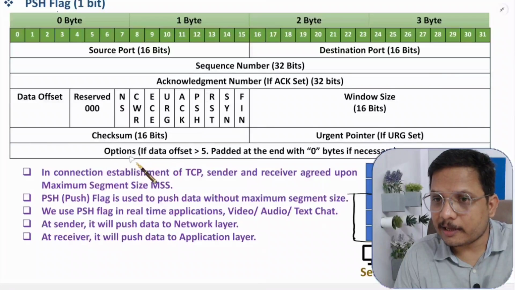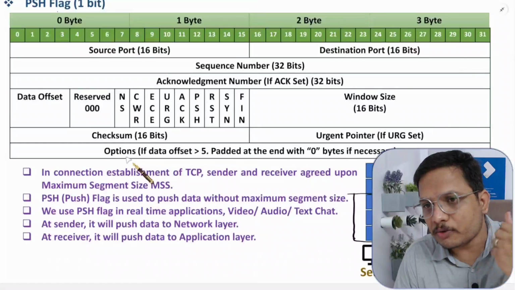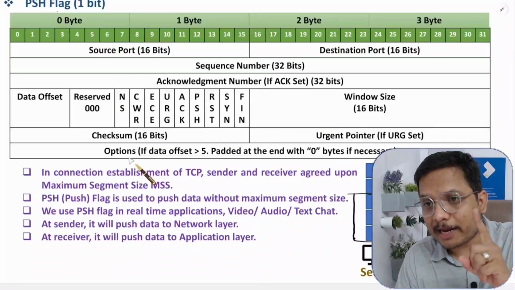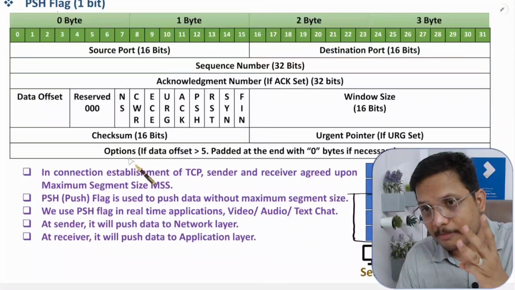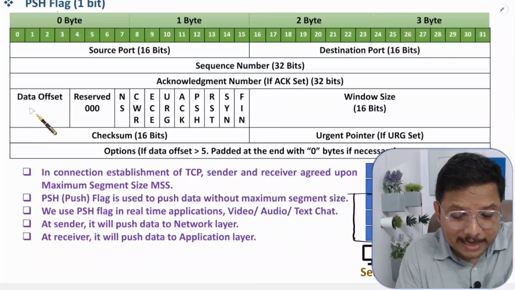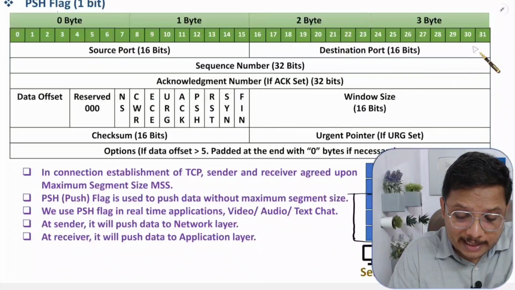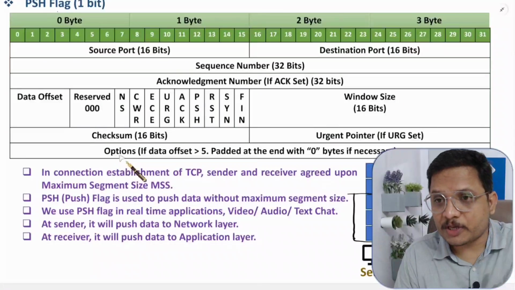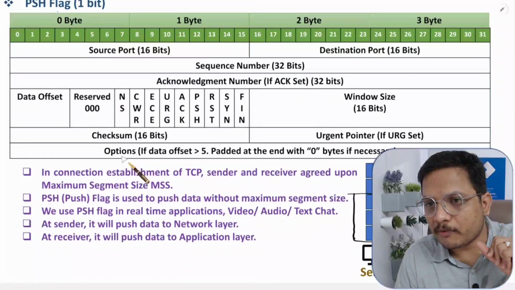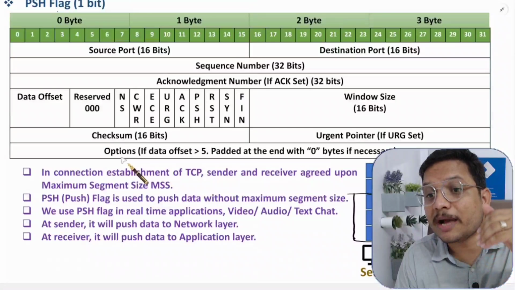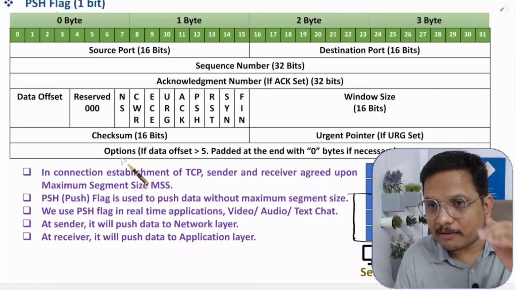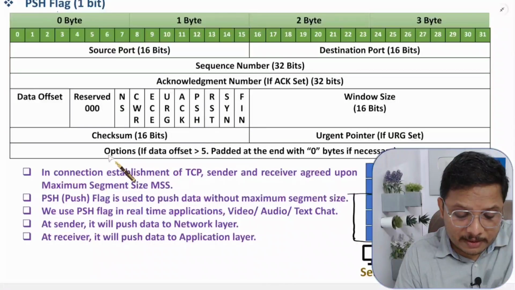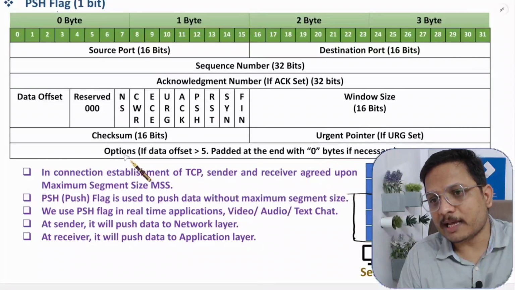Now the option field depends on the use. It is not fixed. The option field may have 1 byte, 2 bytes, or 3 bytes. And by data offset, we define the size of the header. Now what if the size of the header including options is not a multiple of 4? In that case, we need to add padding bits, and those padding bits should be 0. So by adding padding bits, we make the option field a multiple of 4.